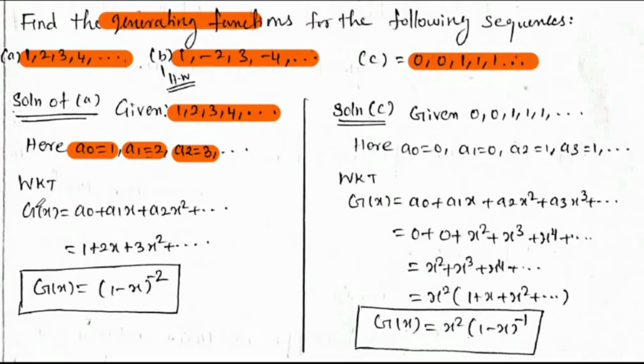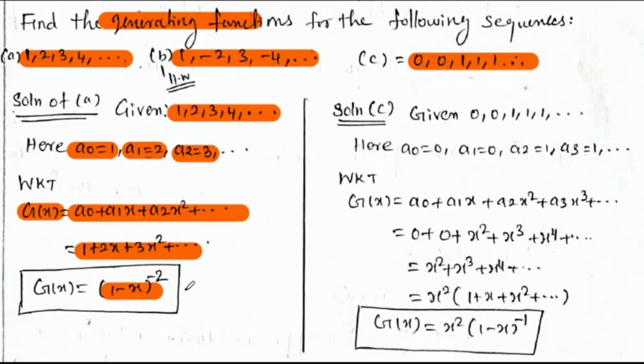We know that the generating function is a naught plus a1 x plus a2 x square plus etc. A naught is nothing but the first value of the given sequence. So we get 1 plus 2x plus 3x square etc. This is a geometric series. So we can write this series as (1 minus x) power minus 2, if modulus of x is less than 1. This is the generating function for the given sequence 1, 2, 3, 4, and so on.